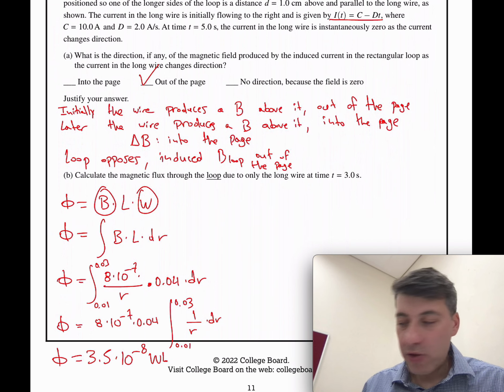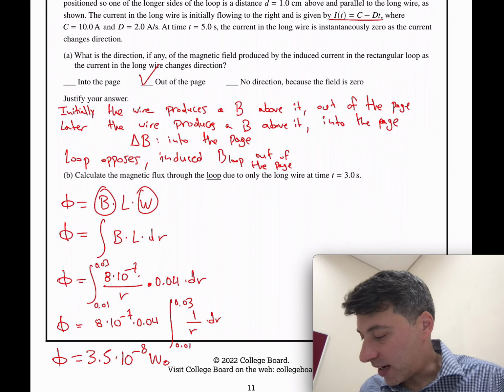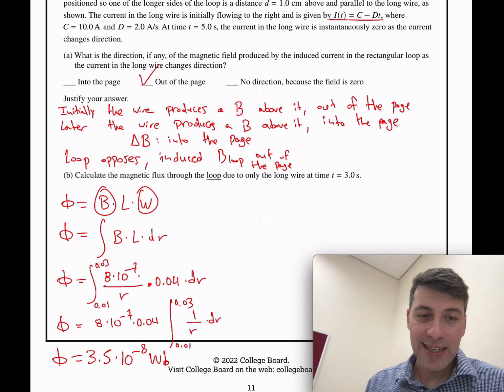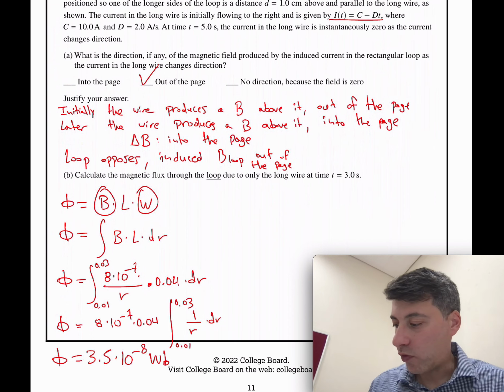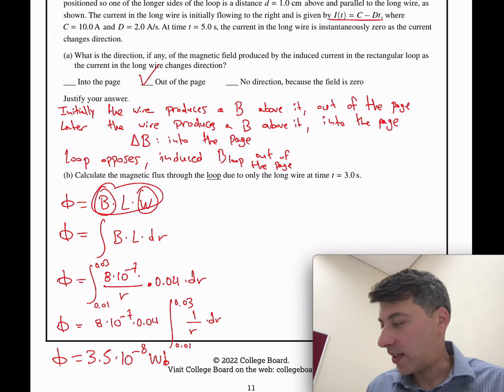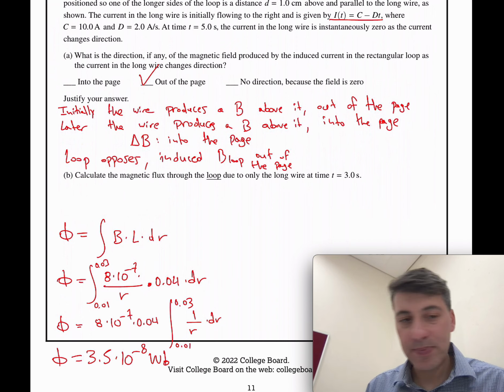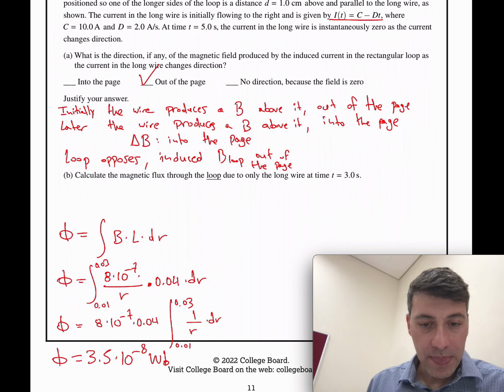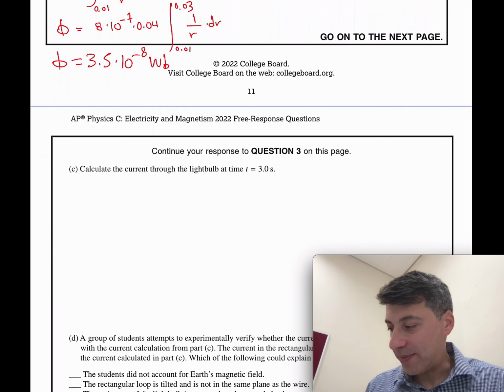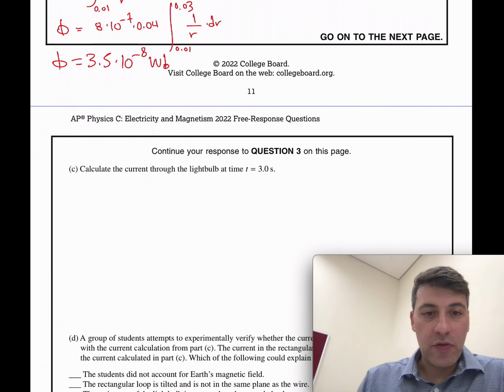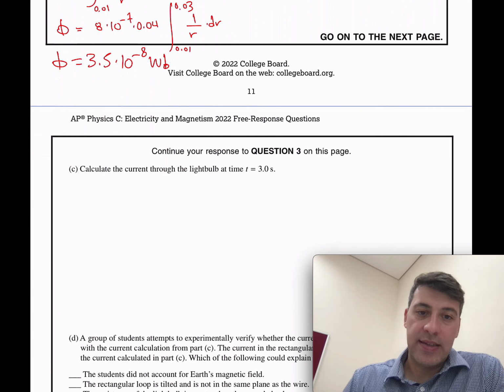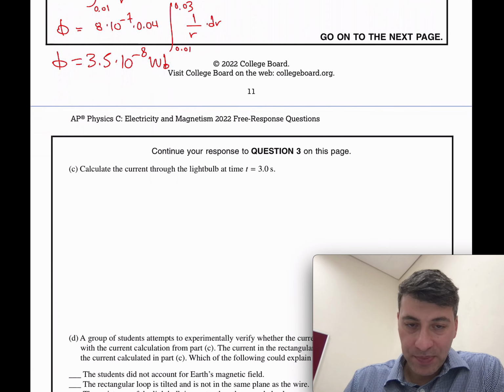If you don't remember the unit of the magnetic flux, we can say Tesla times meter to the power of 2 from this rule. I'm going to remove this, and we can move on to part C. We need to find the current through the light bulb when the time is 3 seconds.